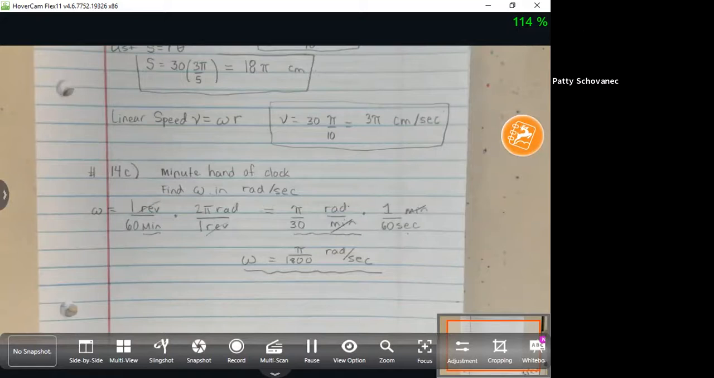And that's typically how I'll find omega. Transfer the revolutions per time period into radians per specified time period.